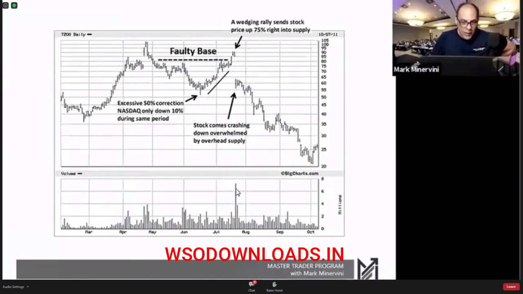And look at the huge volume. That's because that is a faulty base to begin with. All right. It's already telling you that something's wrong in a market that's not that weak. This stock is down 5 times what the general market is down. And then it wedges up the right side, up 75% off the lows. You got a lot of profit taking, and you got trapped buyers in there.